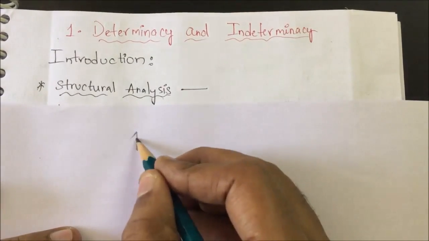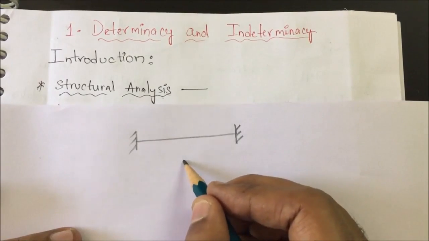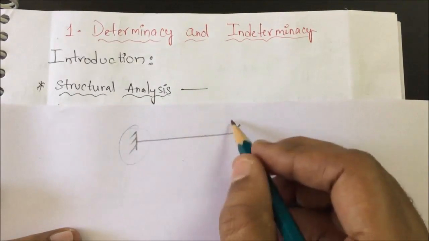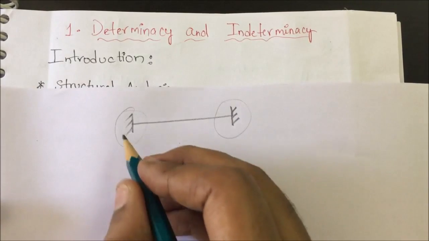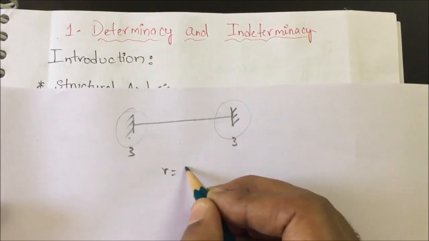In colleges basically you will be given some beams like this. So what beam is this? This is a fixed beam because both ends are fixed. So how many reactions will be there? Here it's a fixed end 3, here it is a fixed end 3. So total number of reactions is 6.